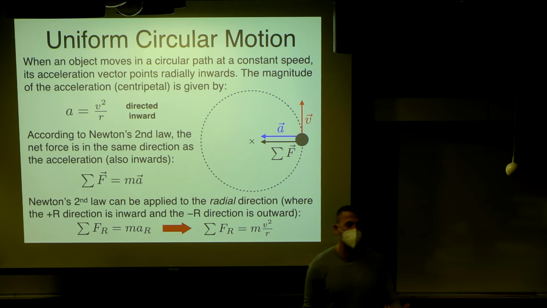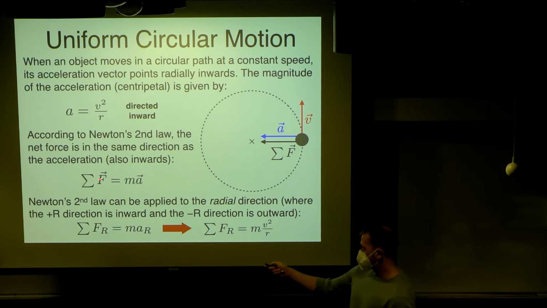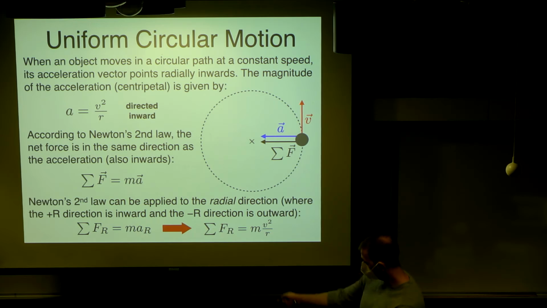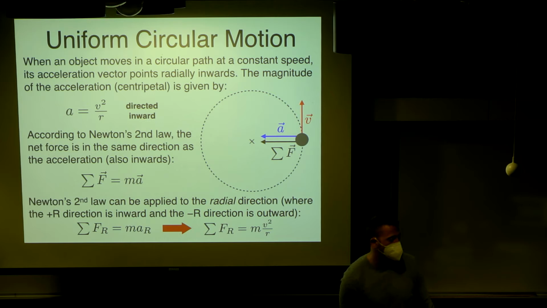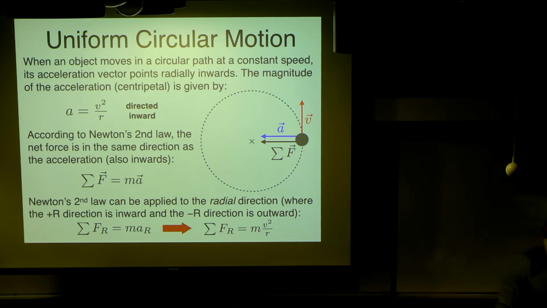It's not too much of a stretch to then think about what happens in the context of Newton's second law, where F is equal to ma. So the acceleration is going inwards, so is the net force. If you just look at F equals ma, it's pretty easy to convince yourself of that, right?